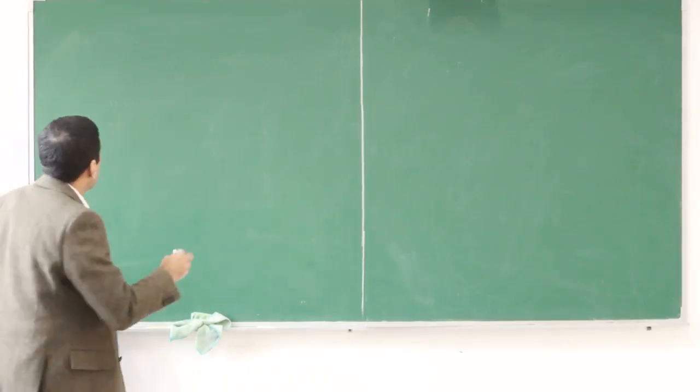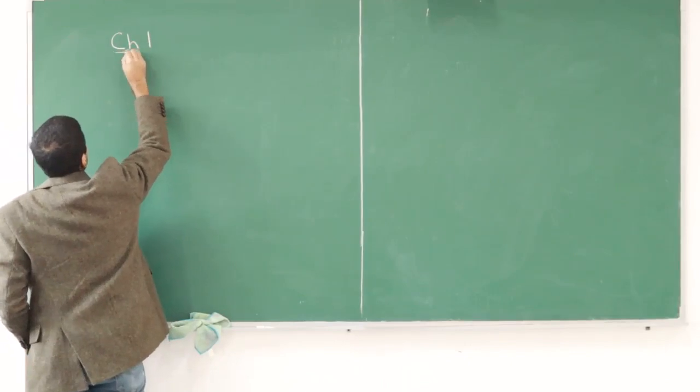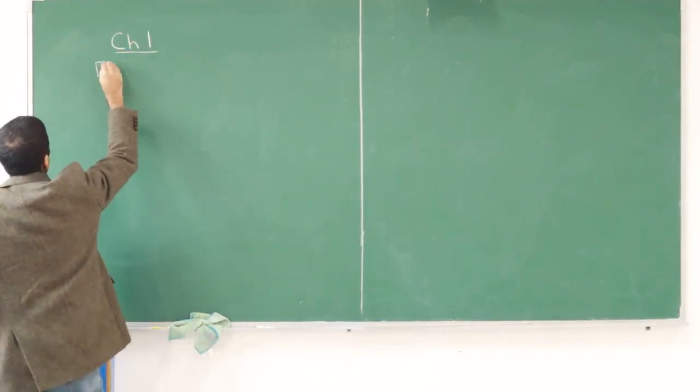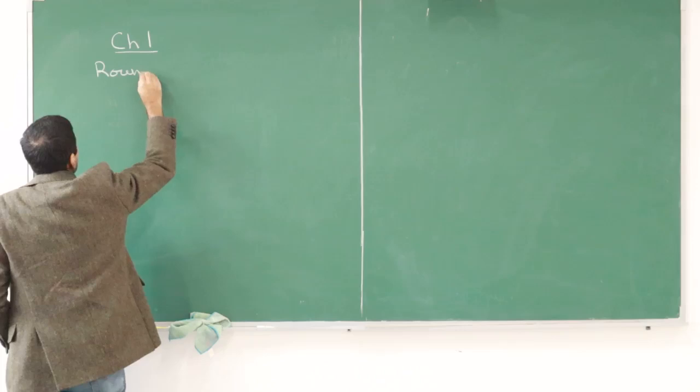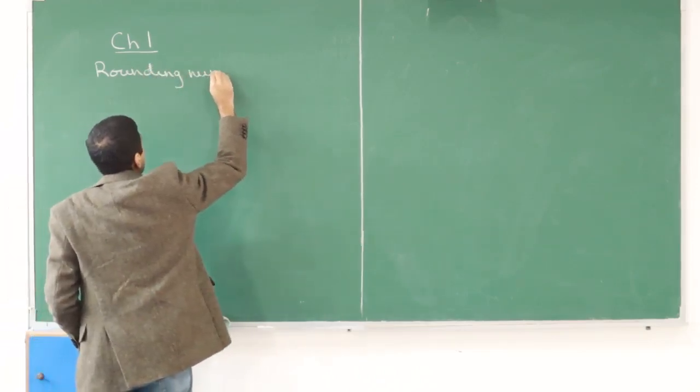I'm going to start talking about rounding numbers. So this is still chapter 1, but now we are going to talk about rounding numbers. Can you give me a reason why rounding numbers might be useful? Why do we make you suffer through it?